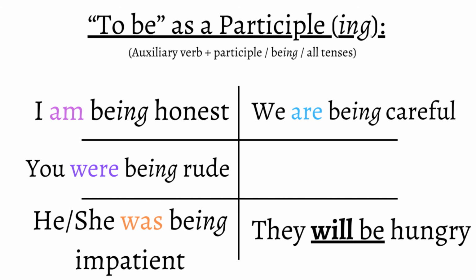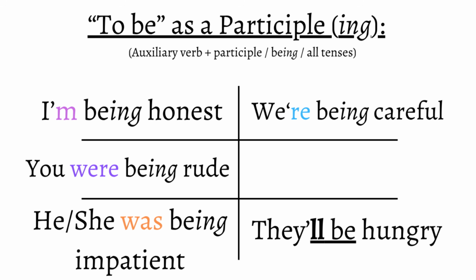Some examples can be, I am being honest, you were being rude, he, she was being impatient, we are being careful, and they will be hungry. For a better sentence flow, we can add contractions to some of them. The last category of to be is the past participle. Yet again, being a topic for a future video, I'll mention it just a bit.